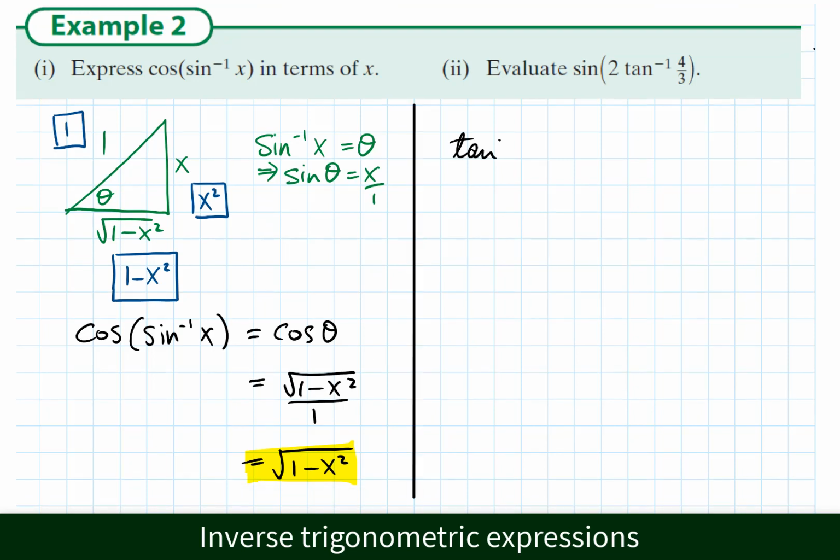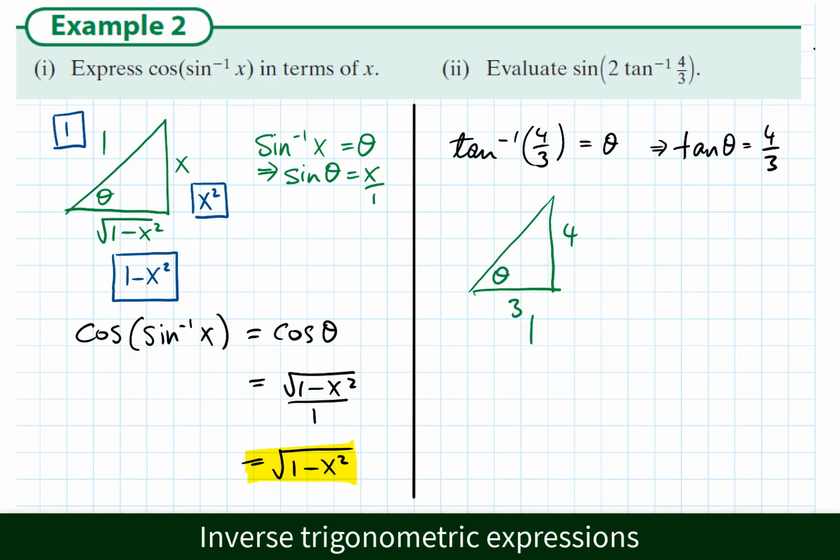The second question: evaluate sine of 2 times the angle tan inverse 4 over 3. Again, I'm going to call tan inverse 4 over 3 the angle theta. I'm going to imagine a triangle. So tan theta must be 4 over 3. So that's the opposite over the adjacent compared to this angle theta. We might recognize this triangle, that the hypotenuse here is 5, but we could work it out using Pythagoras' theorem if not.